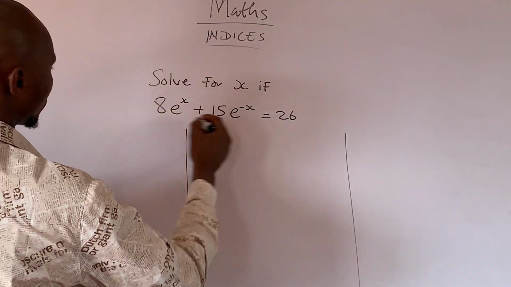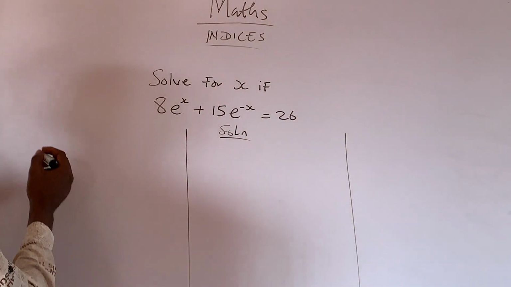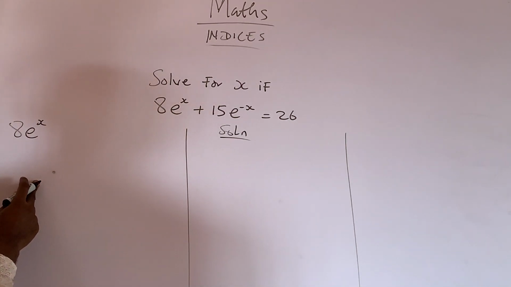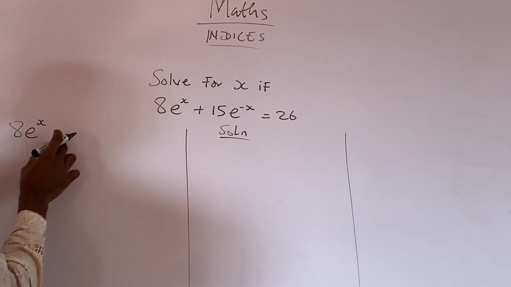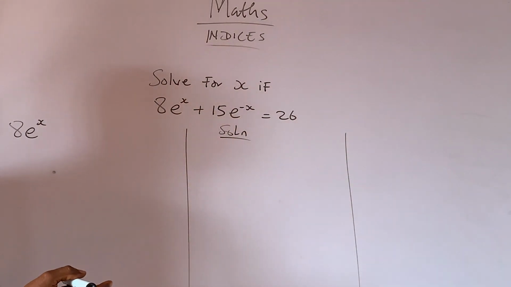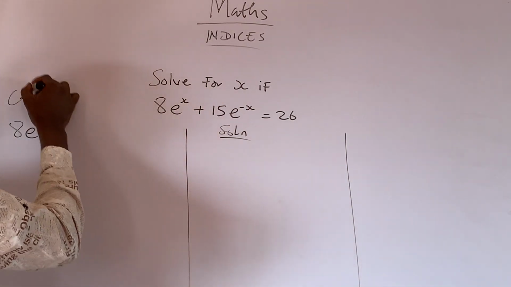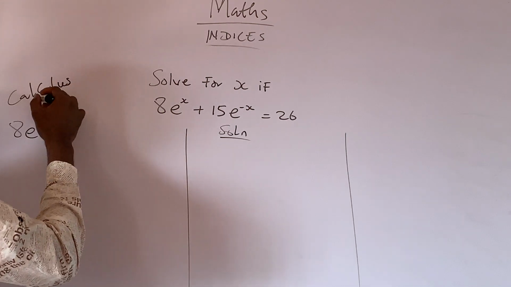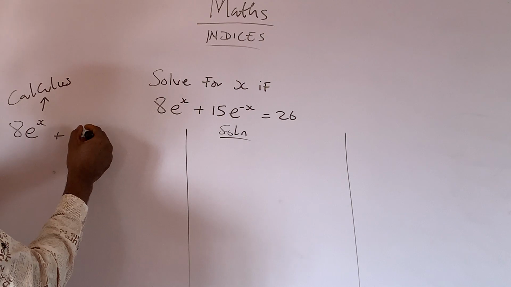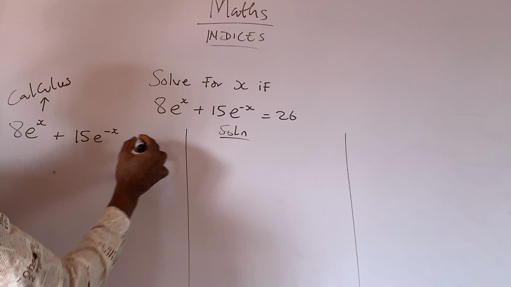Solution. We have 8 e raised power x. I will call it e raised power x, exponential, but let me just call it e raised power x. But this is not ordinary e raised power x. This is a term in calculus. So plus 15 e raised power minus x equals 26.